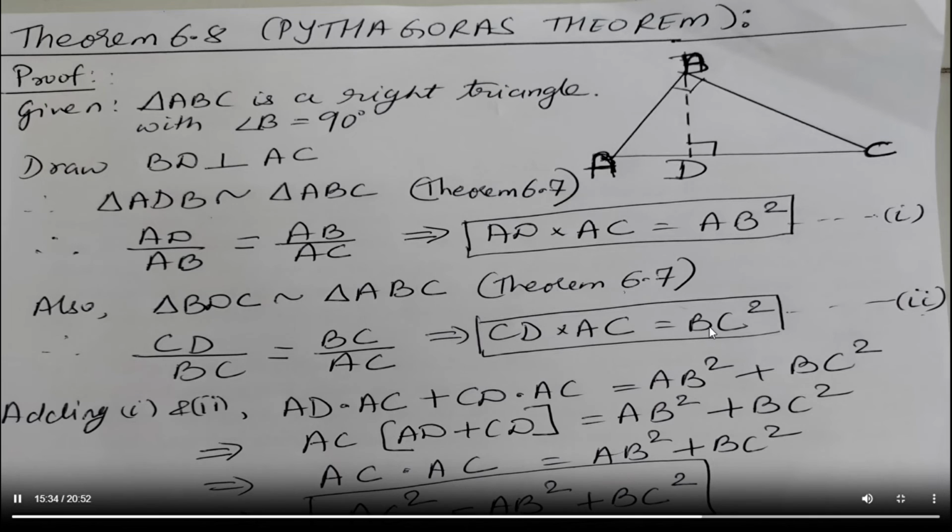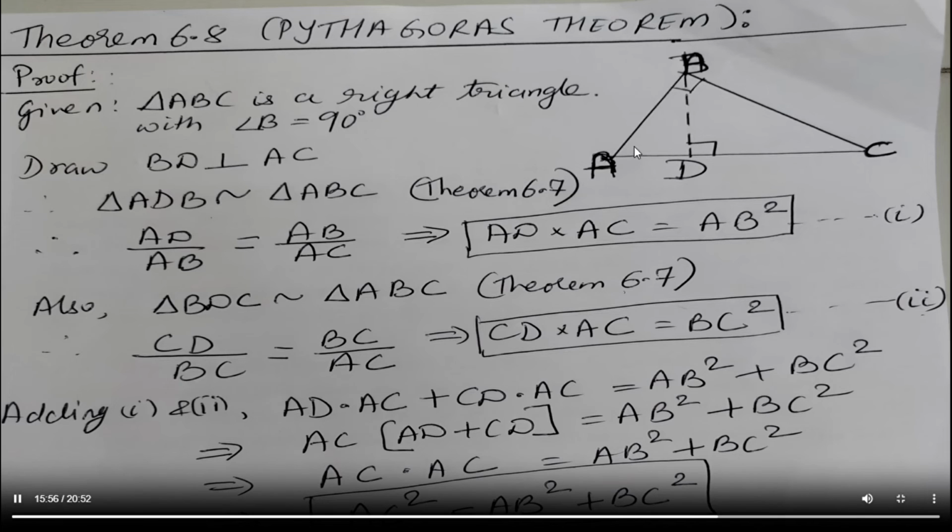Remember friends, this time the Pythagoras theorem is omitted from the syllabus, but we will discuss the proof since it is a very important theorem. It is given that triangle ABC is a right angle triangle with angle B equal to 90 degrees. We draw BD which is perpendicular to AC.